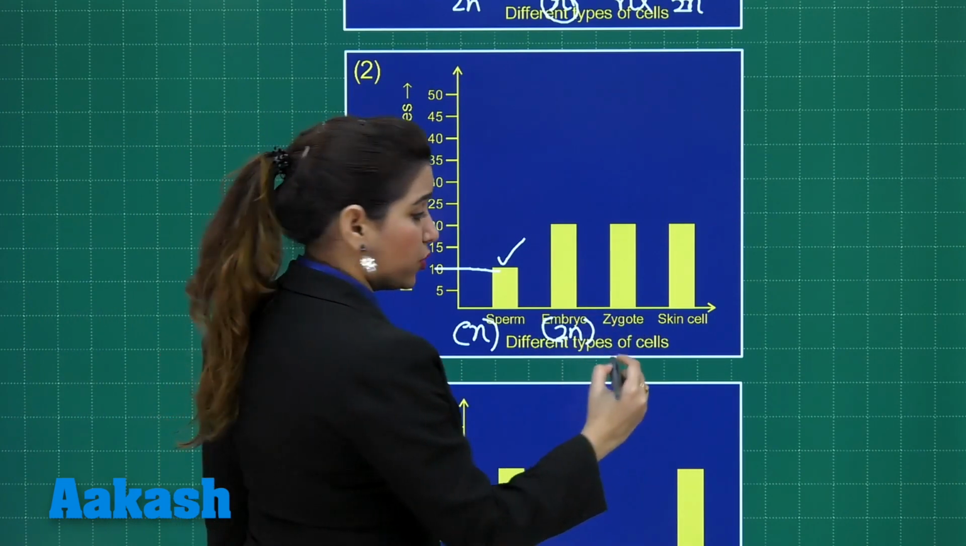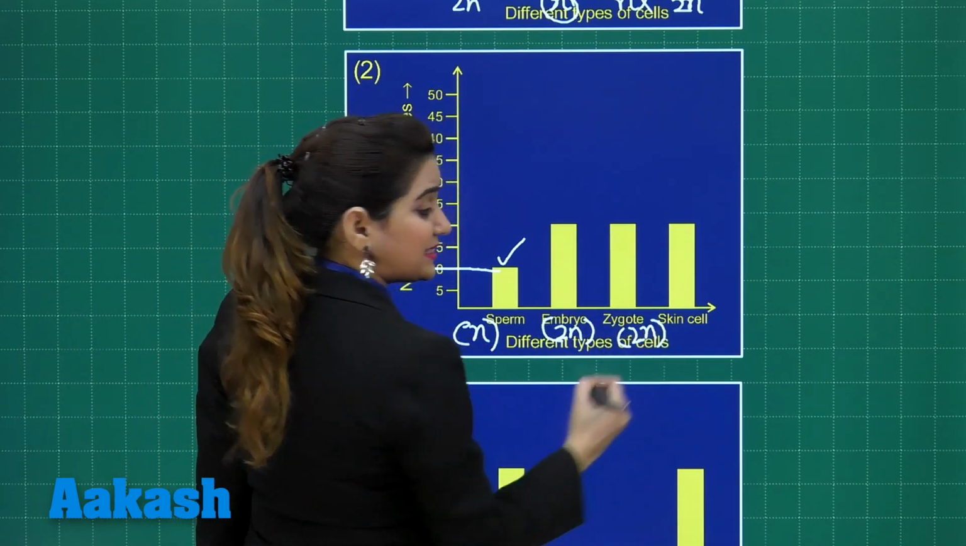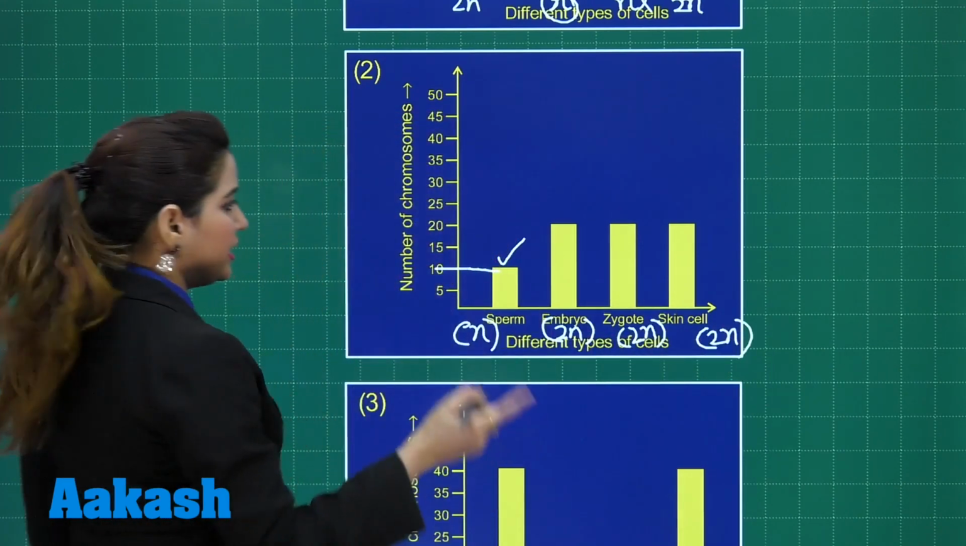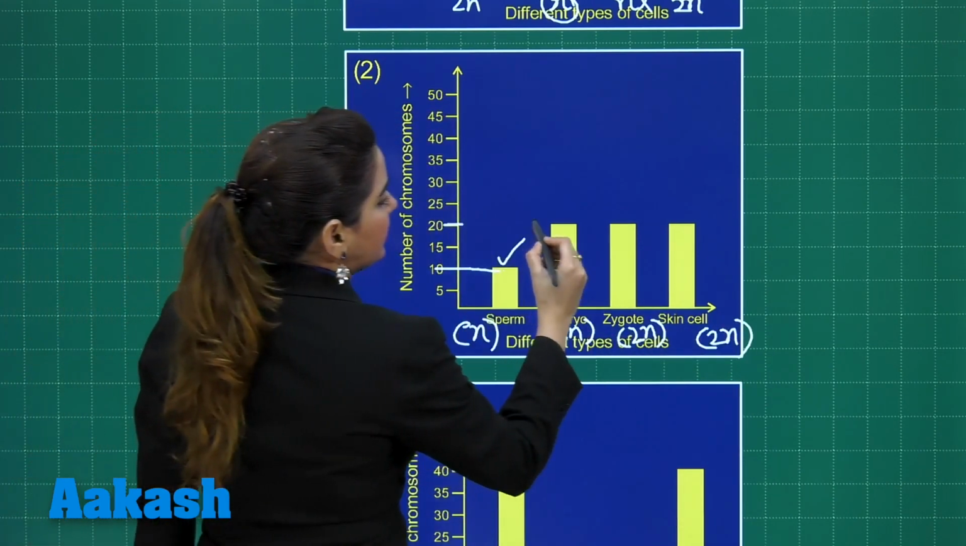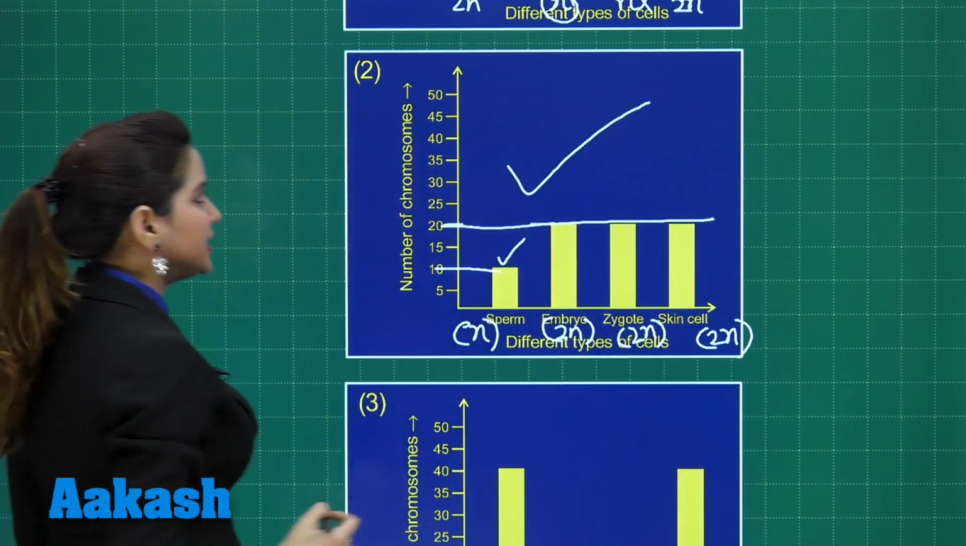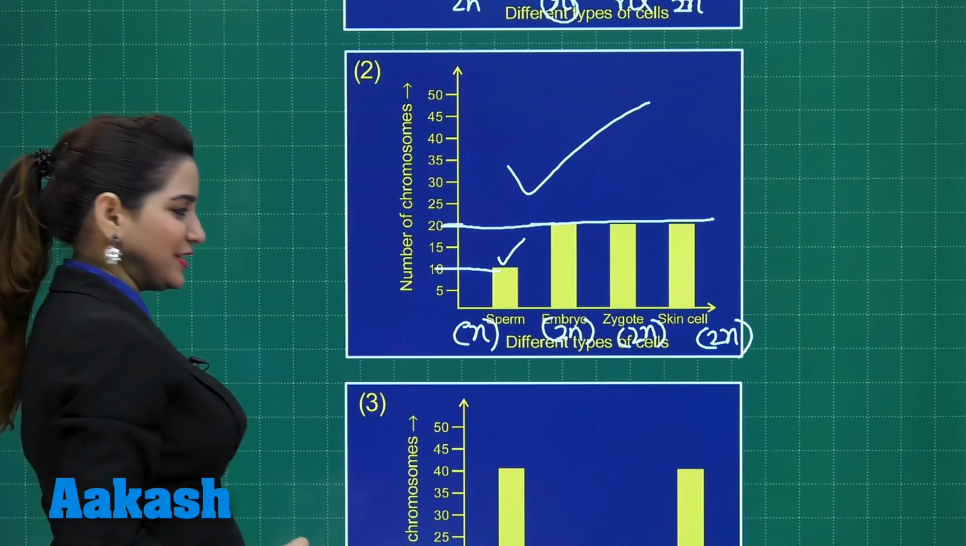Diploid. What should be zygote? Again 2n. What should be a skin cell? Again it should be 2n. So 2n should be 20. So if you see all these three are at 20. Here you can see that. This is a right choice, but let's see the other options too.